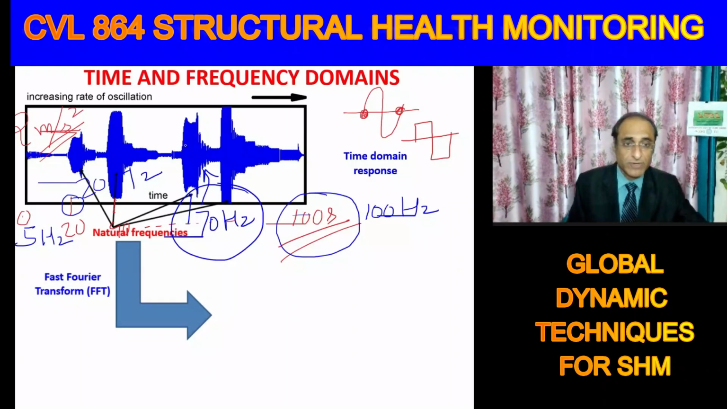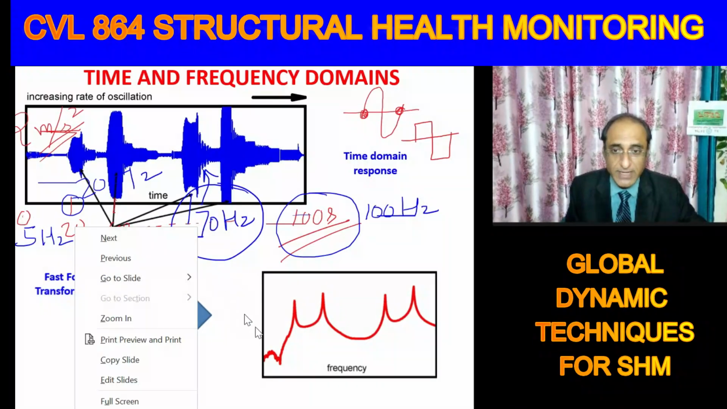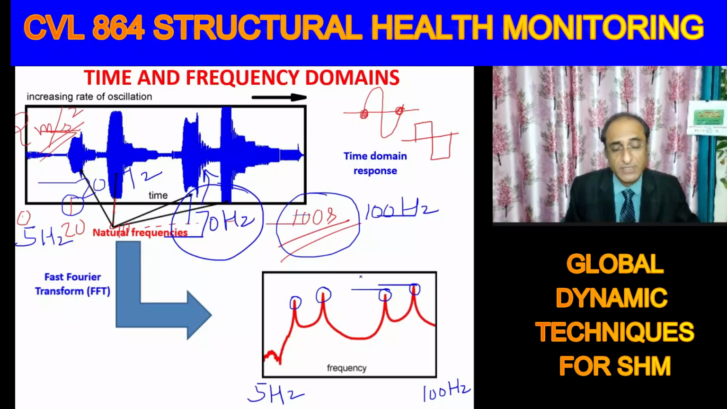So what we have done is, let's say we do a fast Fourier transform, Fourier analysis, and in your dynamics course you must have done that, conversion from time to frequency domain. What we see is something like this: here we have the entire spectrum of frequencies starting with, say, 5 hertz, and here we have 100 hertz. Now what are these peaks? These peaks are basically the natural frequencies. The frequency domain plot is much easier to visualize, because here we are identifying the natural frequencies more clearly as the peaks.